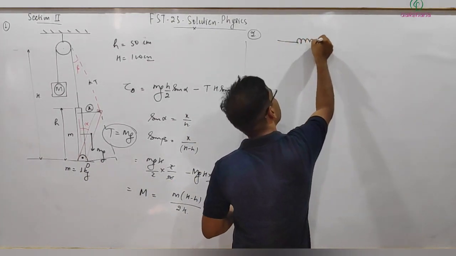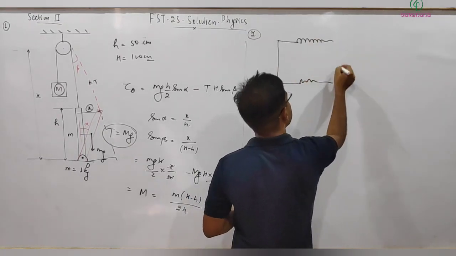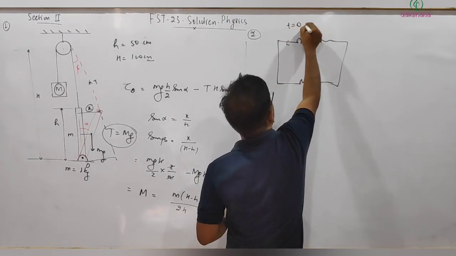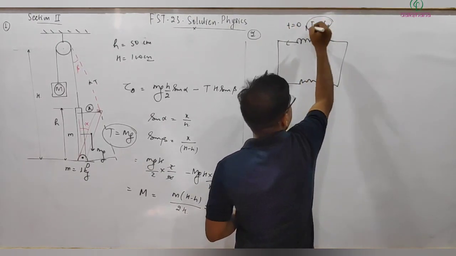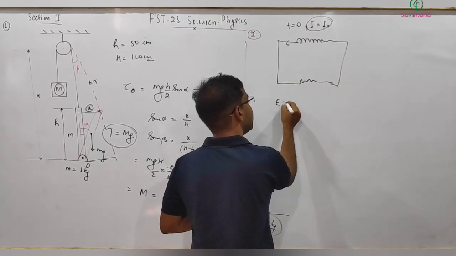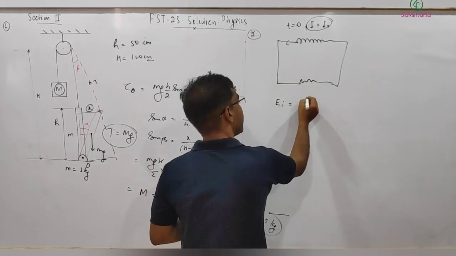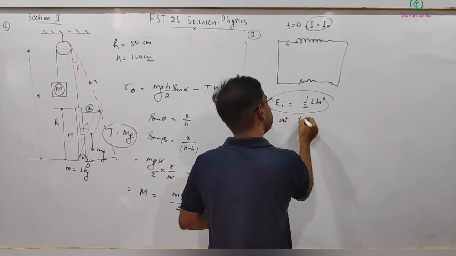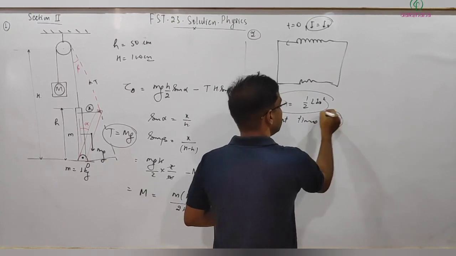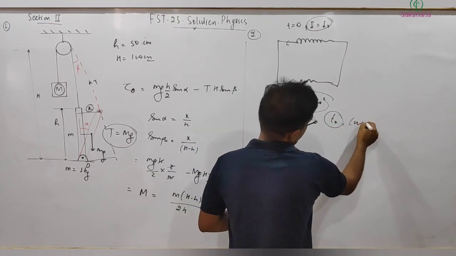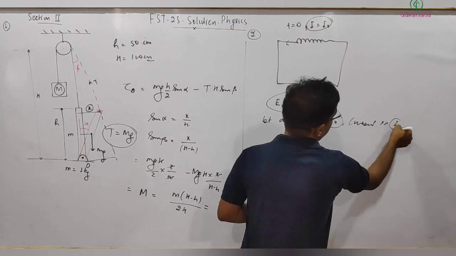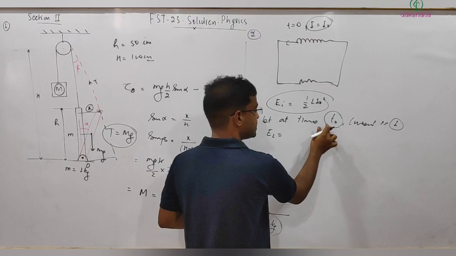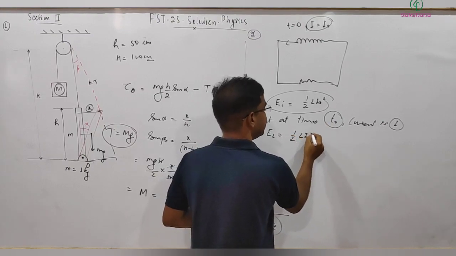So here one inductor and resistor are connected, and initially at t equal to 0, I is some maximum current I naught. So the energy stored initially, the total energy in the inductor, is half L I naught square. Let's say at time t naught the current in the inductor is I. Then what is the energy still left in the inductor? The energy in L at this time can be written as half L I square.